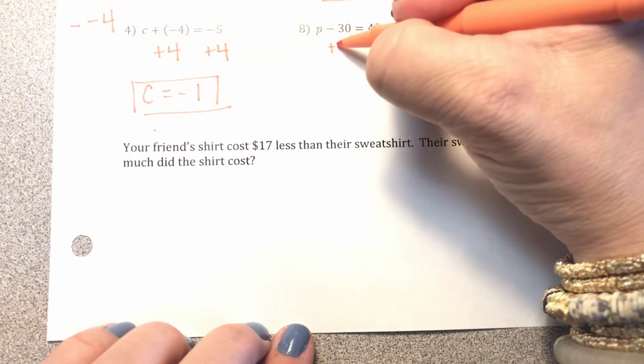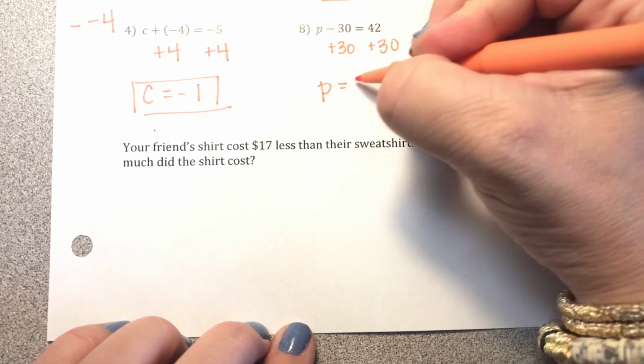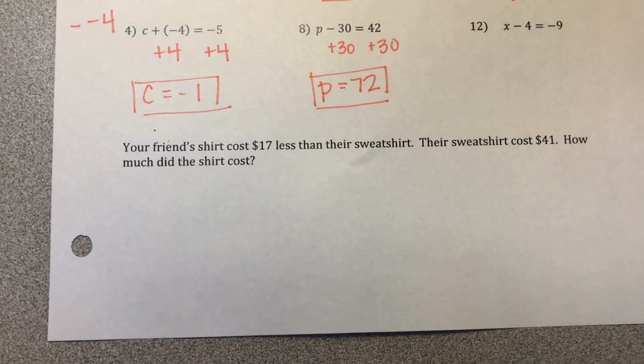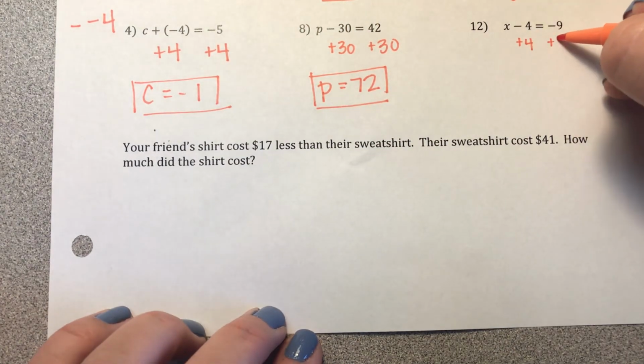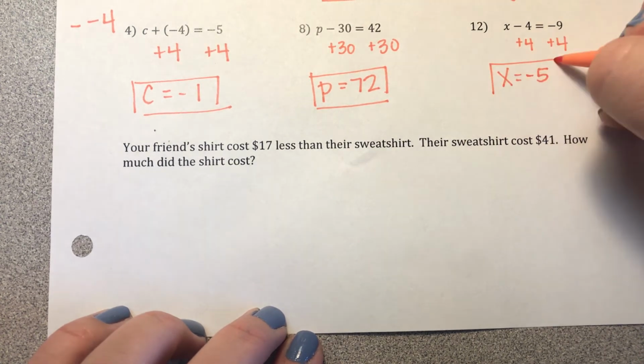Number 8, we're going to add 30 to get p equals 72. Number 12, we're going to add 4 to get x equals negative 5.